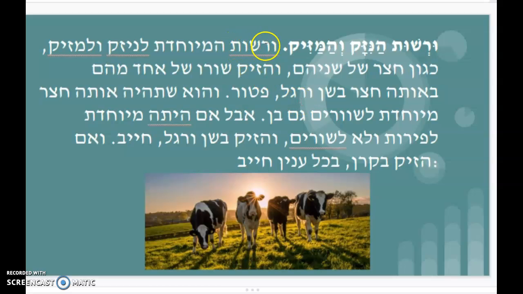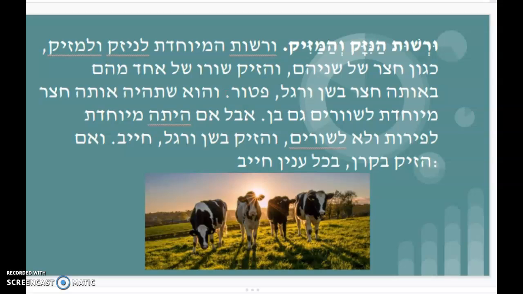He says, "B'reshut hamiyuchedet l'nizak v'lemazik." If you have property that is exclusive, it's only for the nizak, the one damaged, and the mazik. They share something, kegon chatzer shel shnehem. They both share a courtyard, or a yard, or a field, or whatever it is. V'hizik shoro shel echad behem. The shor damages, hizik, the property of the other one. Ba'oto chatzer b'shein v'regel patur. He does not have to pay.